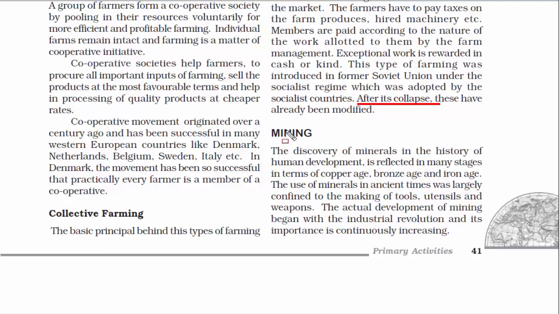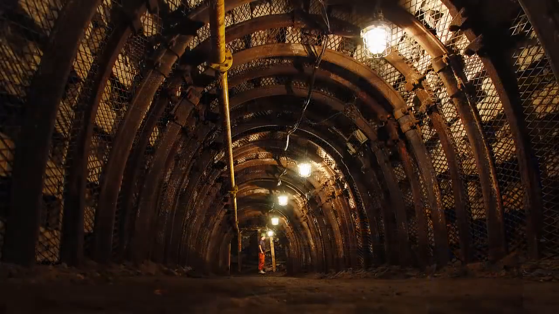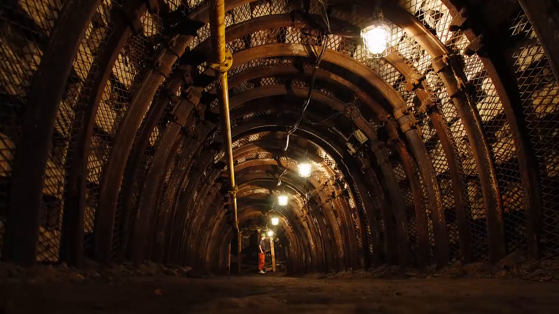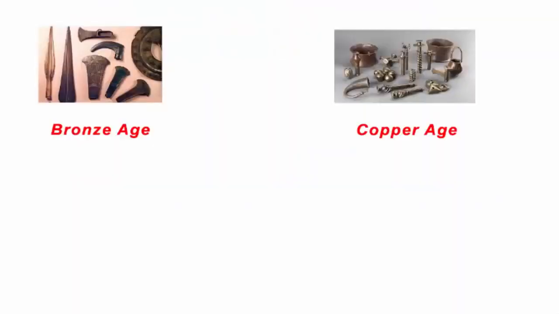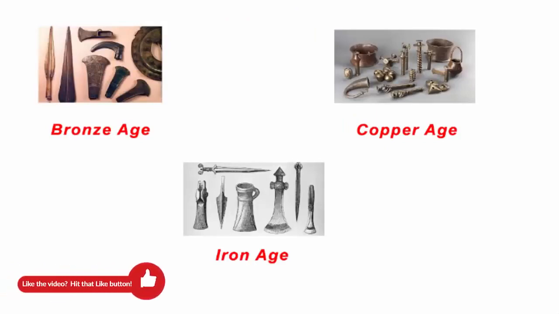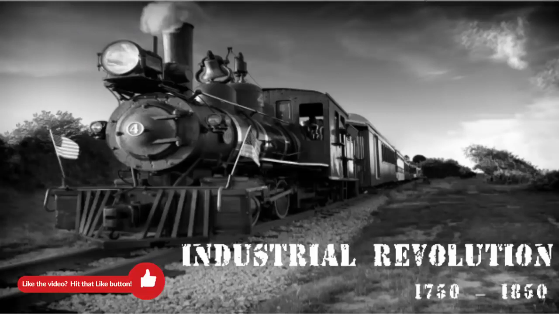Now we are going to read about the last topic of this chapter, mining, because mining too is a primary activity. The meaning of mining is the process or industry of obtaining minerals from a mine. It requires digging, drilling, blasting, and other types of heavy extraction. If you look at human history, humans have discovered minerals in many stages in terms of Copper Age, Bronze Age, and Iron Age. Therefore, mining is not something new. However, actual development of mining began with the Industrial Revolution.